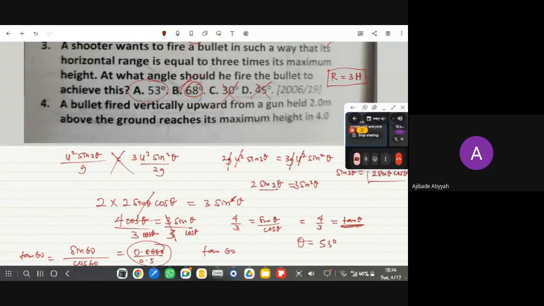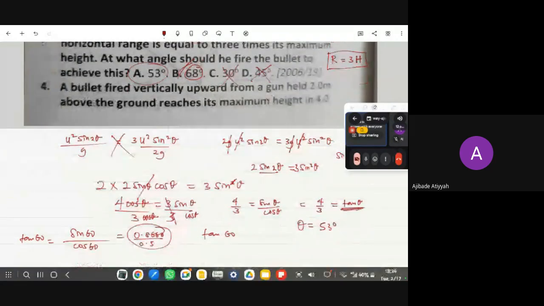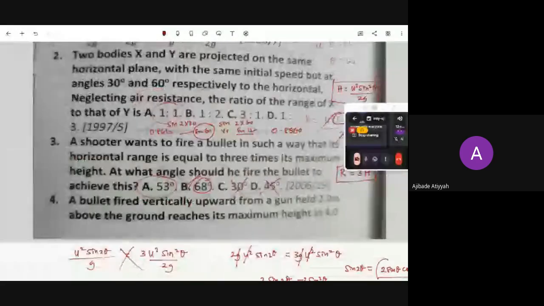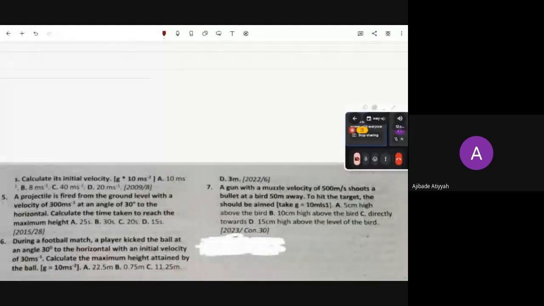Now, question 4. A bullet is fired upward from a gun held 2 meters above the ground. What is the maximum height? You guys should go and practice the remaining questions, question 4, 5, 6, 7.